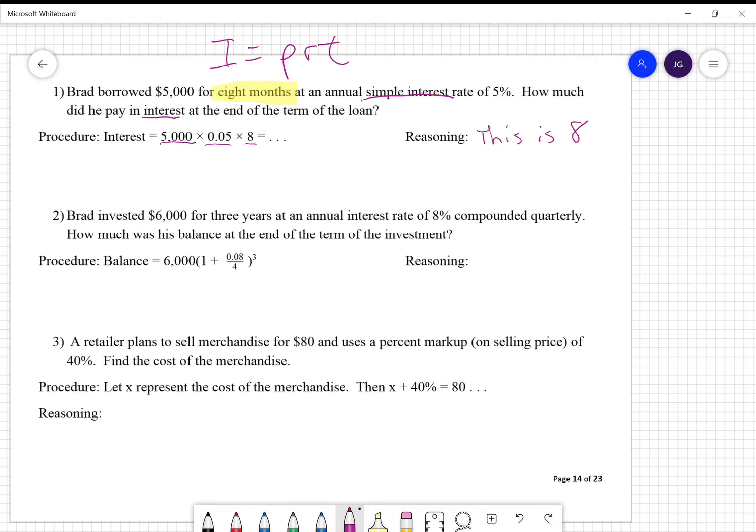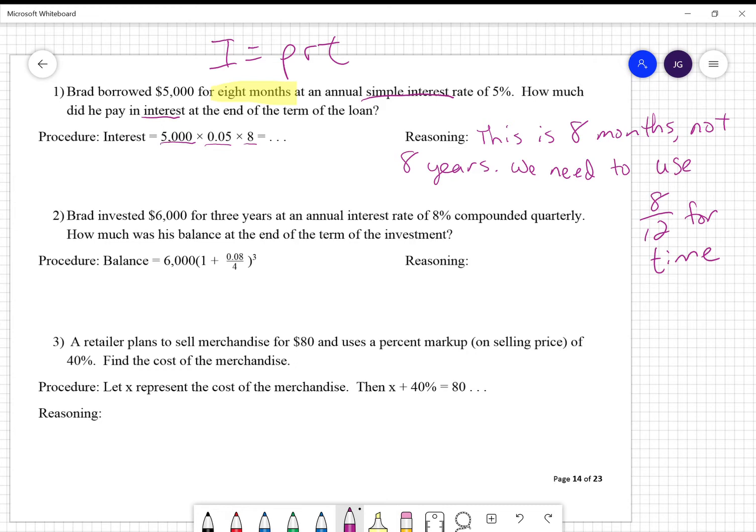This is 8 months, not 8 years. We need to use eight over 12 for months, for time. Because 8 months is 8/12 of a year. You can reduce that to 2/3.